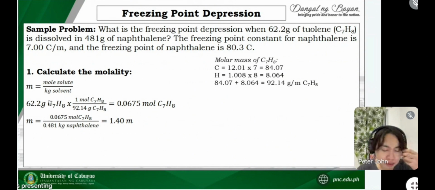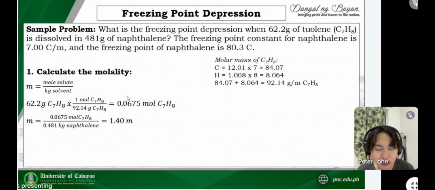So ibig sabihin, grams, so gagamitan natin siya ng molar mass in order to convert it into mole. So, ito na agad siya, which is 0.0673 mole of toluene. So, goods na tayo dito. Get the molal. Mole pa lang kasi siya eh.